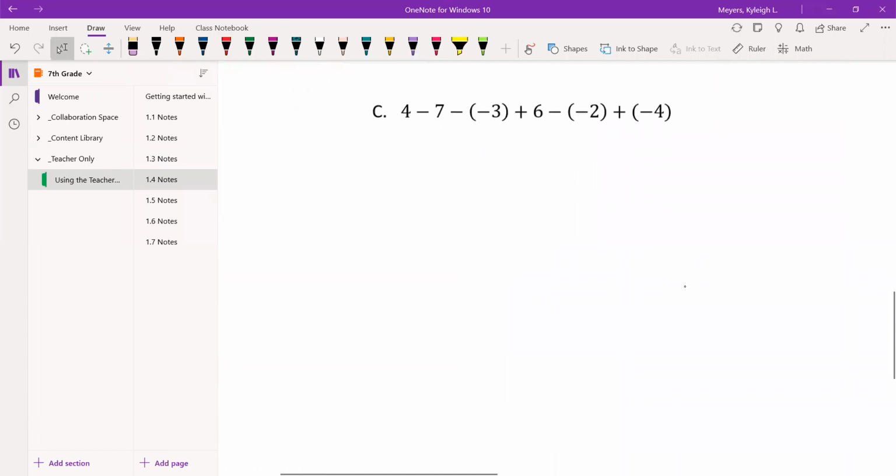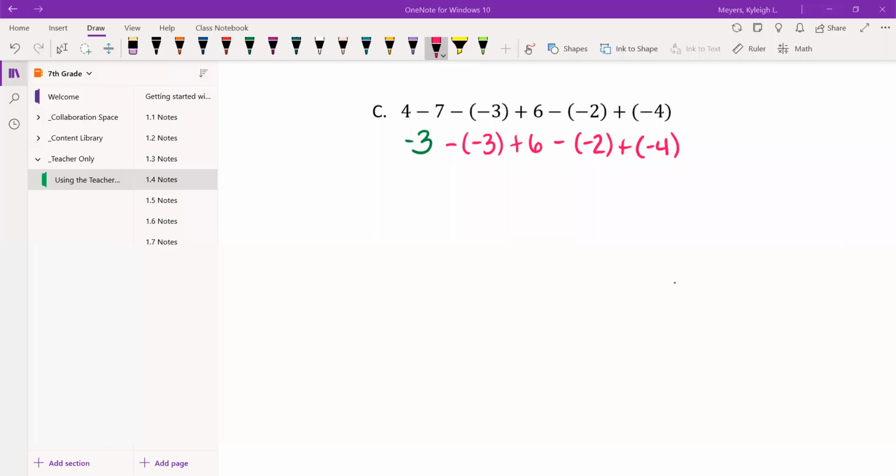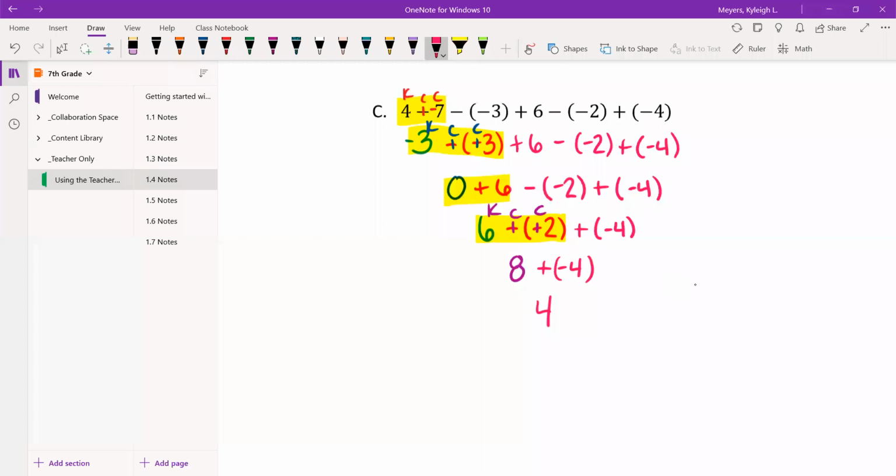This last one, try it on your own, and I'll just have the answer down at the bottom. What's tricky about this one is it has addition and subtraction in it. So you don't do keep, change, change for everything because some pieces are addition. So just be really careful that you're paying attention. All right, so hopefully you got a +4 as your answer, okay? If not, check your work, ask me questions, okay?